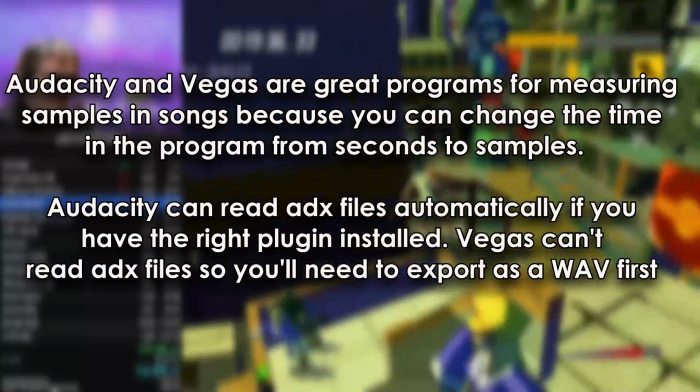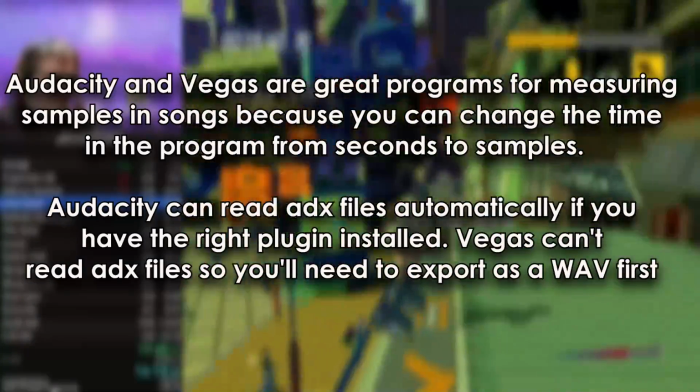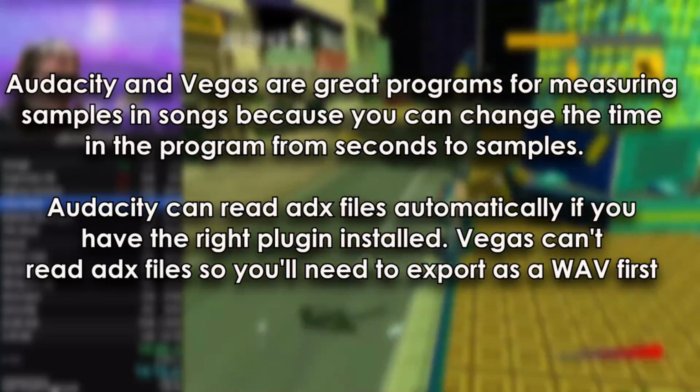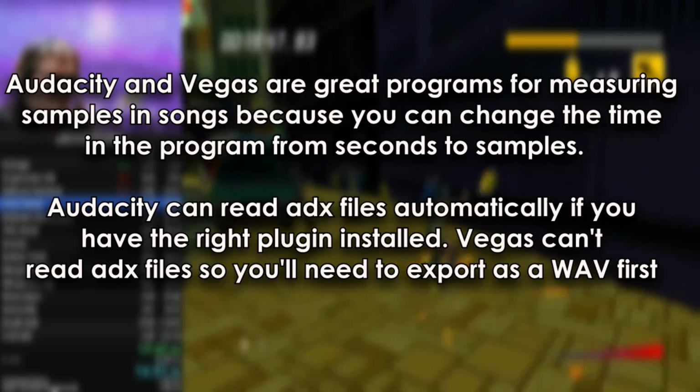Programs like Audacity and Vegas make looking at samples so much easier. You can actually change the time measured in Vegas from seconds to samples, and this will give you a more accurate and less time-consuming way to figure out where you need it to loop.